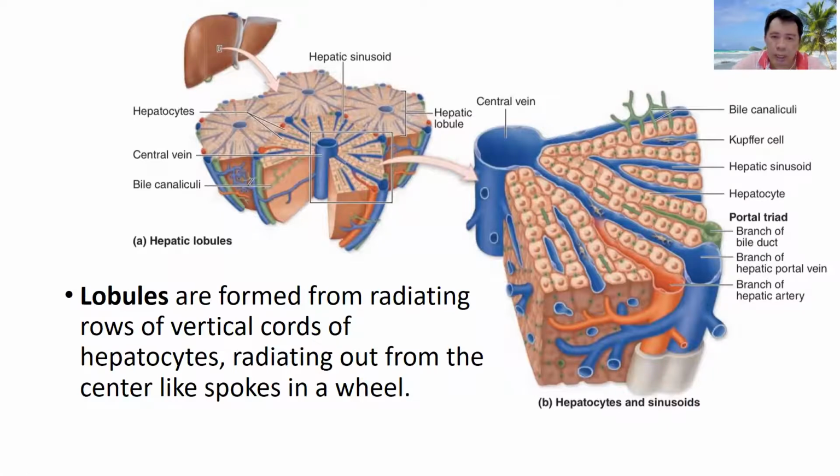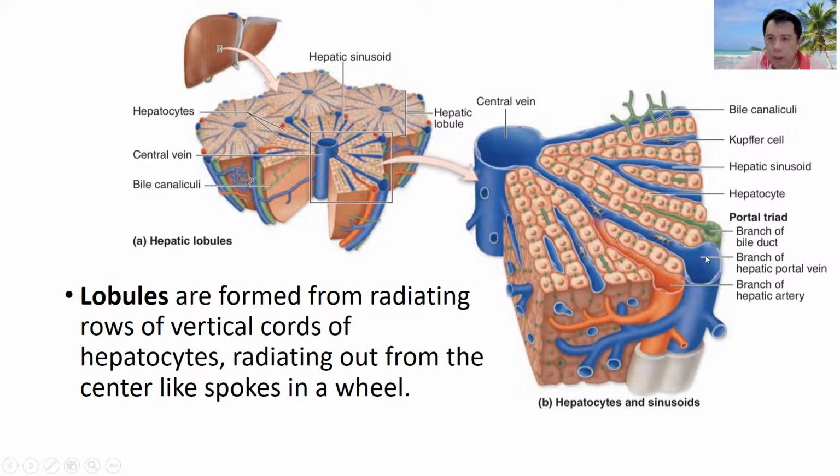Lobules are formed from radiating rows of vertical cords of hepatocytes, which are the liver cells, radiating out from the center like spokes in a wheel. Here you can see an enlarged part of the lobule. This is the central vein, and it is formed by many hepatocytes, or liver cells, radiating out from the center. So they form a lobule.